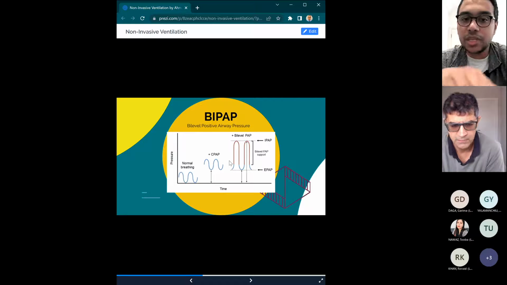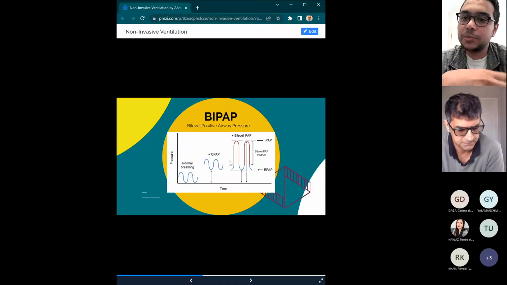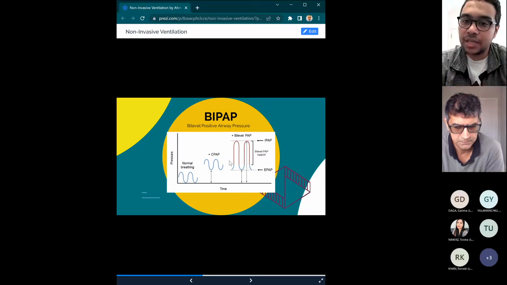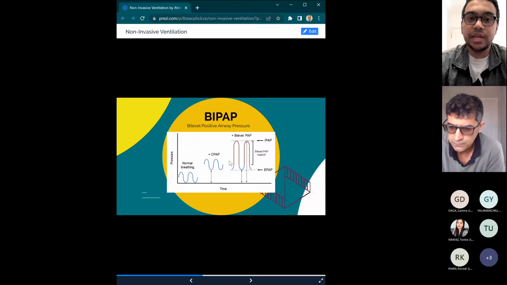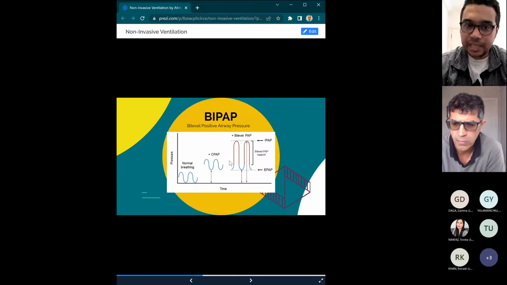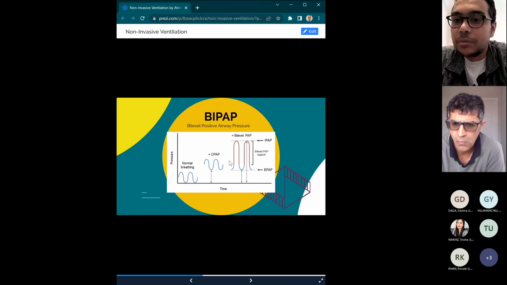So when we try to do that on the machine, we don't usually have portable NIV machines, but we have the regular ventilator with an NIV or BiPAP mode. You'll find that you will set PEEP and set pressure support. PEEP is your EPAP, and EPAP or PEEP plus the pressure support, the sum of them, is the inspiratory positive airway pressure.